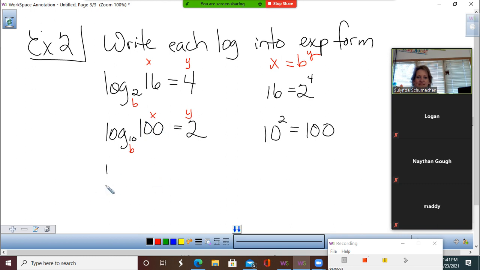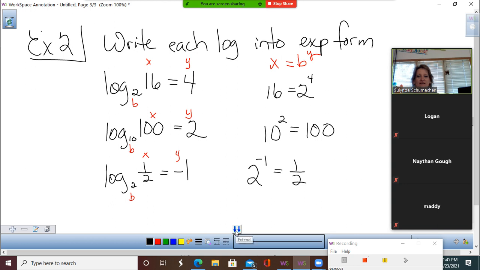How about this one? Let's say I have the log base 2 of 1/2 equals -1. So rewriting this one, again, my base, this is x, and this is y. So rewriting this would be 2 to the -1 equals 1/2, right? Because a -1 exponent moves the 2 to the bottom.